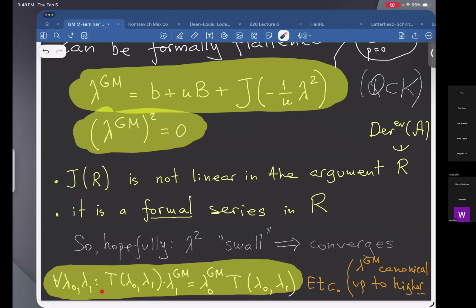Namely, for any two odd derivations, you have an even operator like this. And then the coherence means that if you multiply t lambda 0, lambda 1, t lambda 1, lambda 2, it's not equal to t lambda 0, lambda 2, but it's equal up to homotopy. So there will be some homotopy t of 0, lambda 1, lambda 2, and then there will be higher homotopies, and they all are packaged into something.